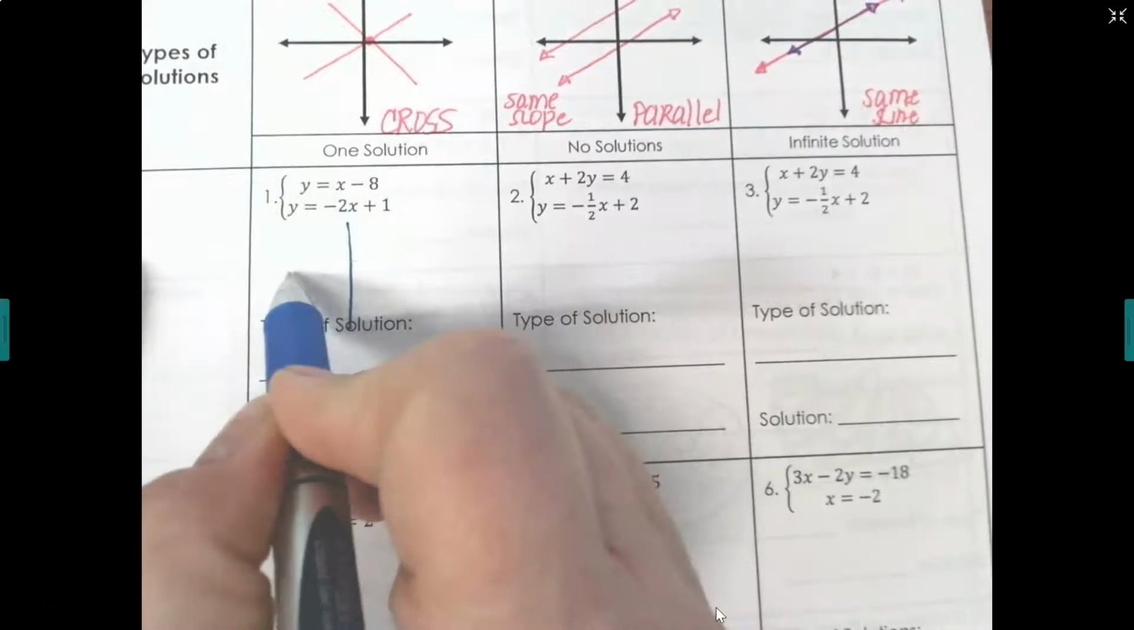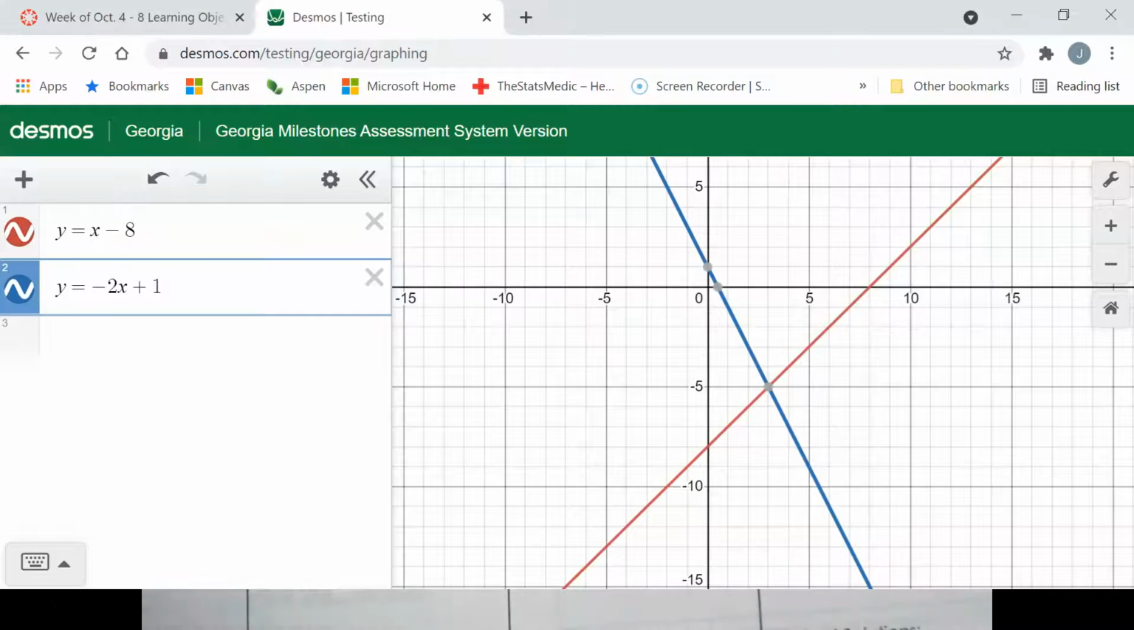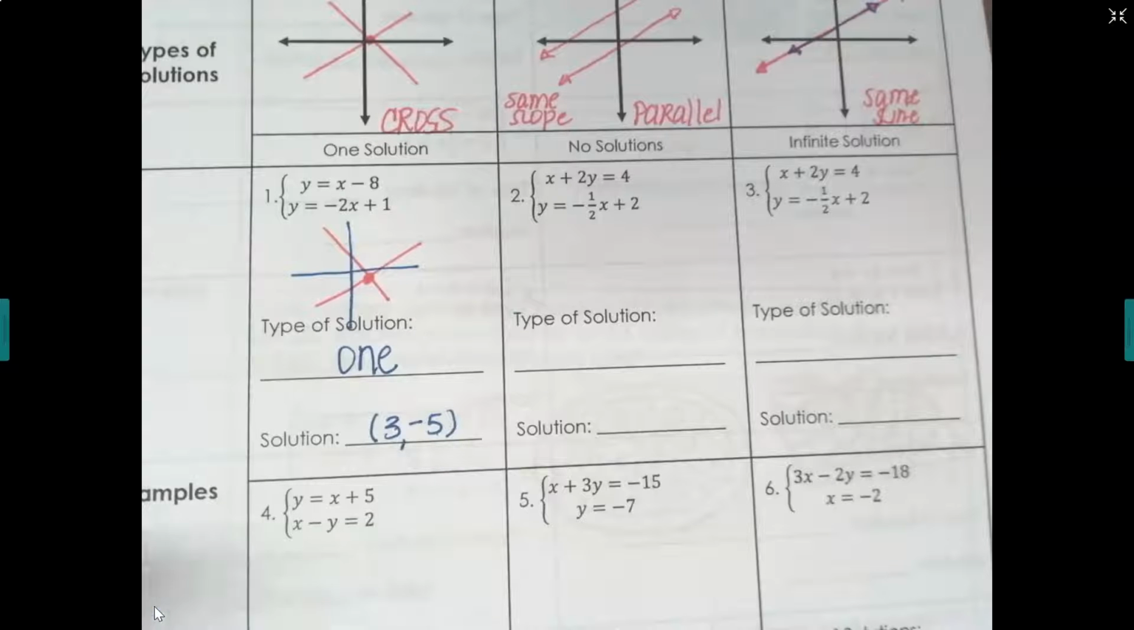So I'm just going to do a quick little sketch here of this graph so I know what it looks like in the future. So I have my coordinate plane, and then I had kind of a negative sloping line, and then I had a positive sloping line, and they crossed right there. They only crossed one time because two straight lines can only cross once. That's why it's called one solution. So you should have your sketch, one solution, 3, -5.